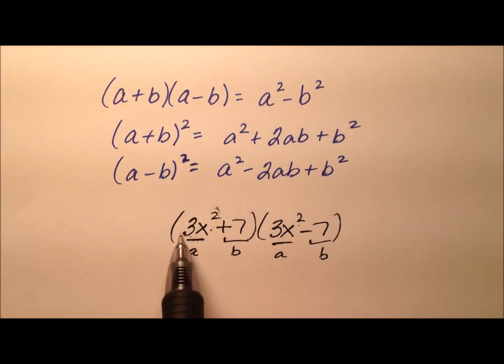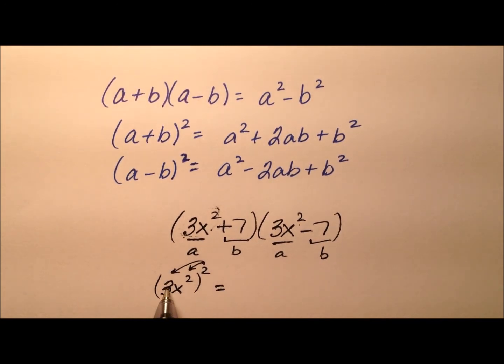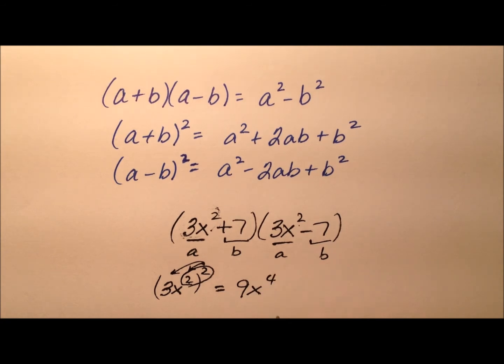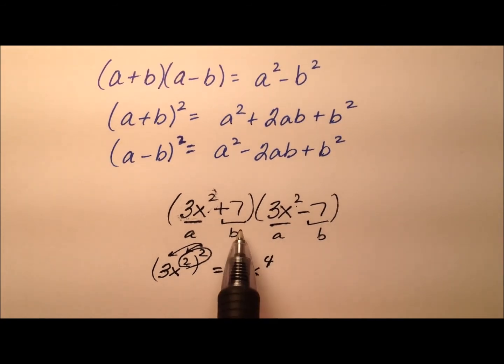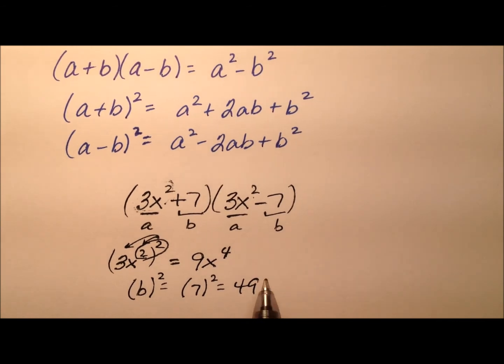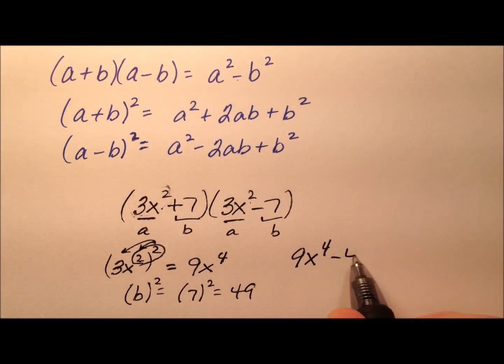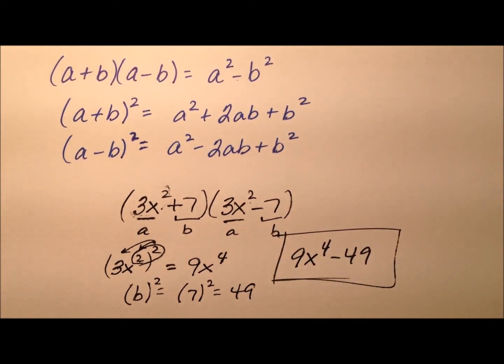So we'll square the a term. Basically, we're going to take 3x squared and we're going to square it. So this squared will come down to both of these terms. 3 squared is 9, and x squared squared, this power of a power we multiply, so x to the 4th. Okay, well, how about the b squared? The b squared is going to be 7 squared, and that's pretty easy. That's 49. And our formula says we're going to subtract those two squares. So it'll be 9x to the 4th minus 49. And that will be that product.